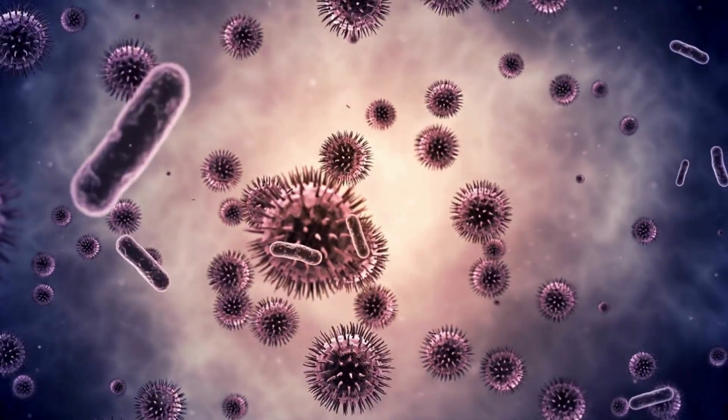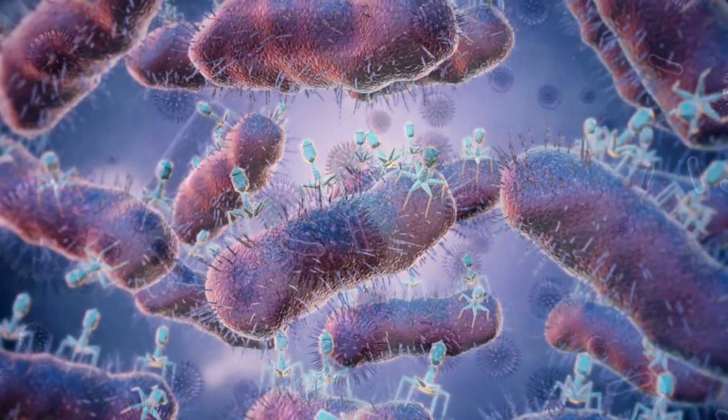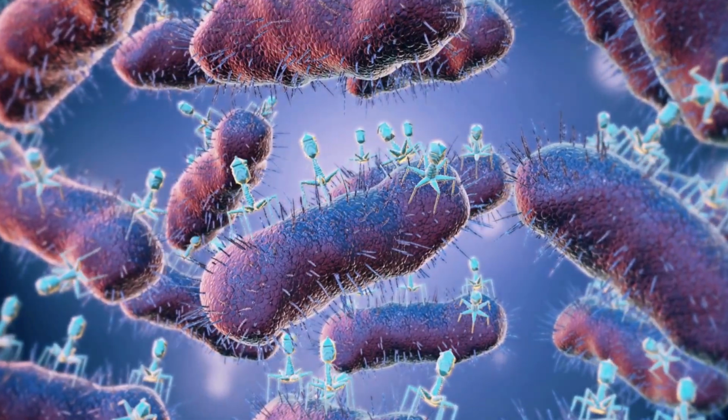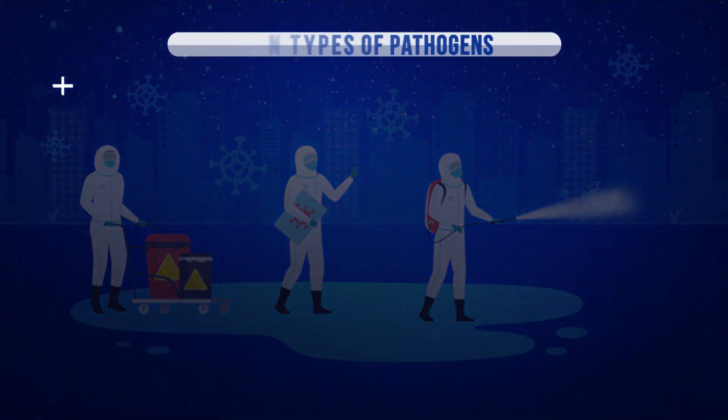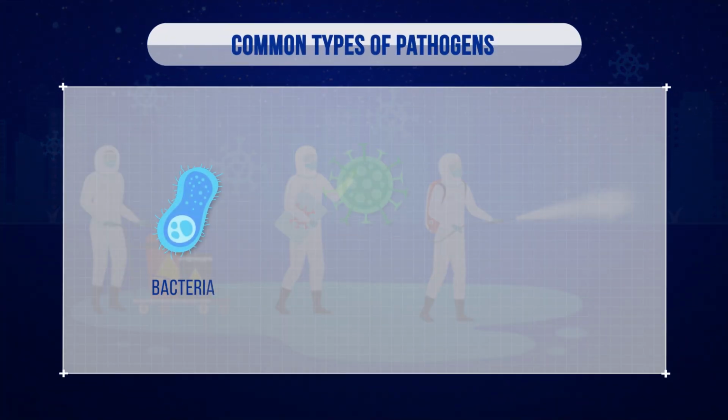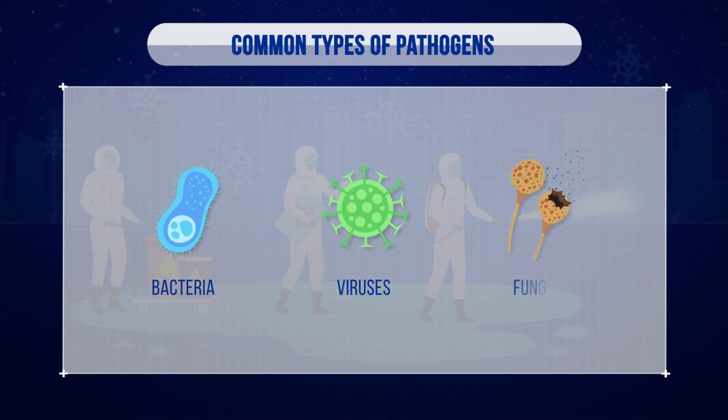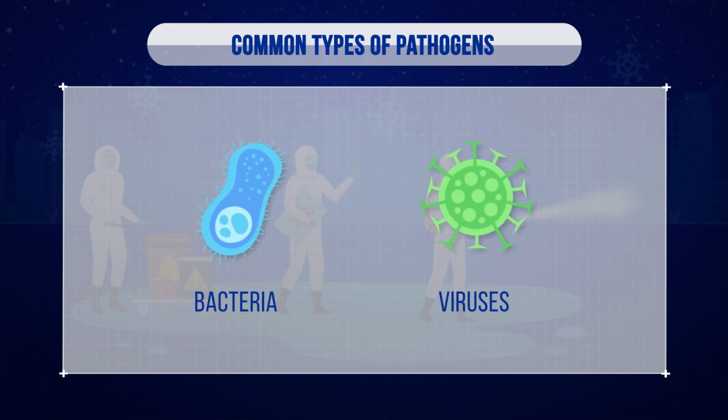A broad range of pathogens exist, but there are common ones that are encountered more often than others. For example, bacteria, viruses, and fungi. Most people think of bacteria and viruses when types of infections are discussed. Let's get more into these pathogens.